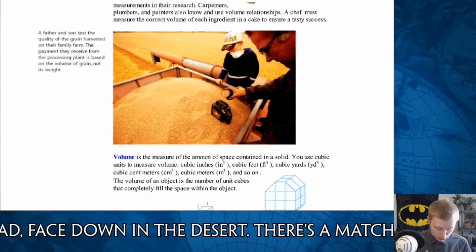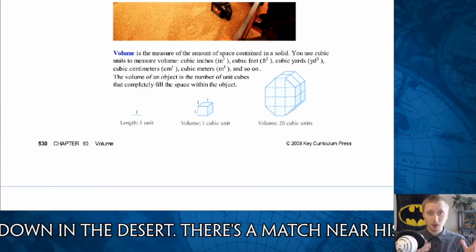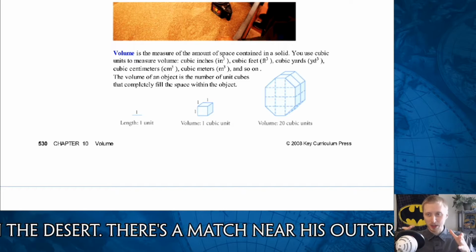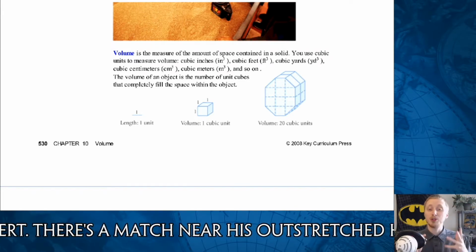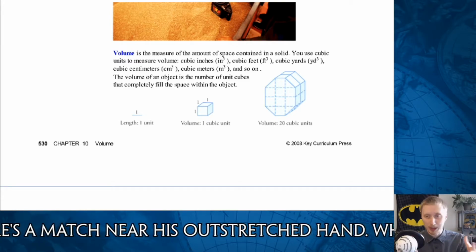Let me start by addressing what we've done previously. We talked about area, right? The measurement of the amount of space a flat thing takes up, how much carpeting, covering the wall in paint. Now we want to fill. That was two-dimensional. Now we're going three-dimensional with volume.